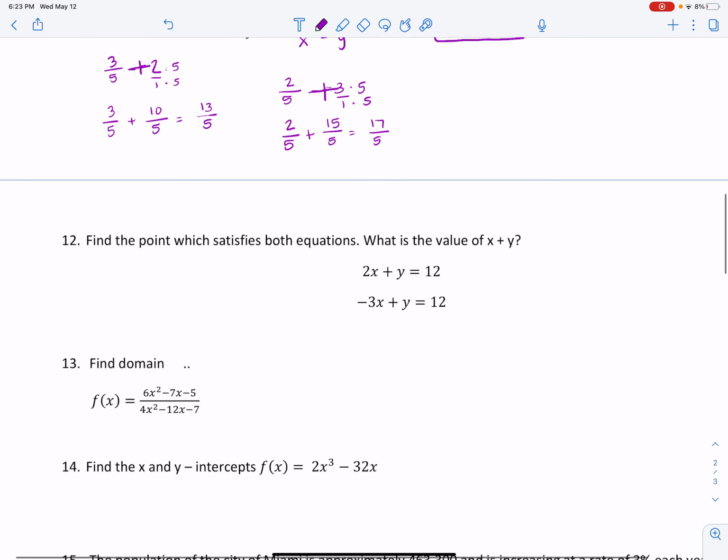Number 12, find the point which satisfies both equations. What is the value of x plus y? So first I need to solve the system. You can solve a system using substitution or elimination. So I'm going to use elimination on this one, and there's a couple different ways you could use elimination too.